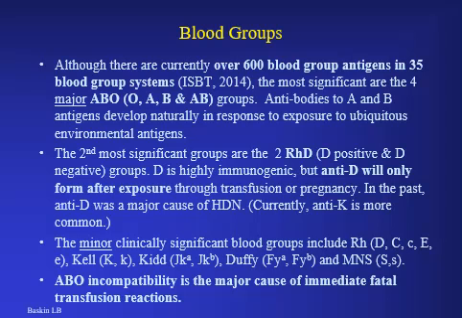These are highly immunogenic, but anti-D will only form after exposure through either transfusion or pregnancy. In the past, it was a major cause of HDN, but because we now have methods to prevent that, anti-K actually is more common. The minor clinically significant groups include the ones I show here at the bottom, but it is really worth noting that ABO incompatibility is still the major cause of immediate fatal transfusion reactions, so we have to prevent that at all costs.